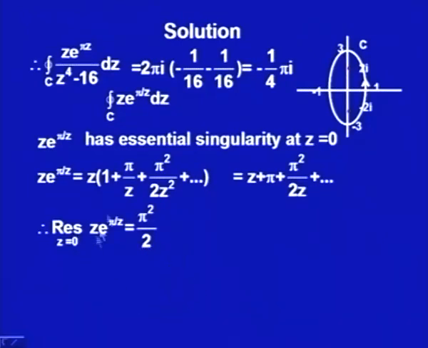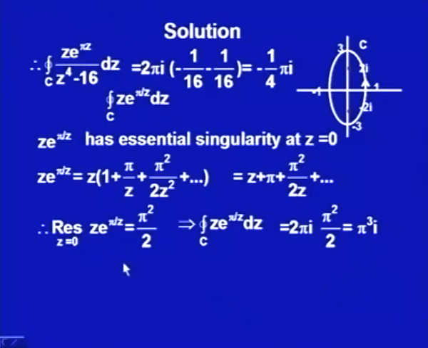So, what we have got is the integral of this function, because it has only a single isolated singularity point, using the residue integration method, should be 2πi times the residue at that isolated singularity. So the integral along this contour C of z e to the power π by z dz would be 2πi into π square by 2, that is, we are getting π cube i.